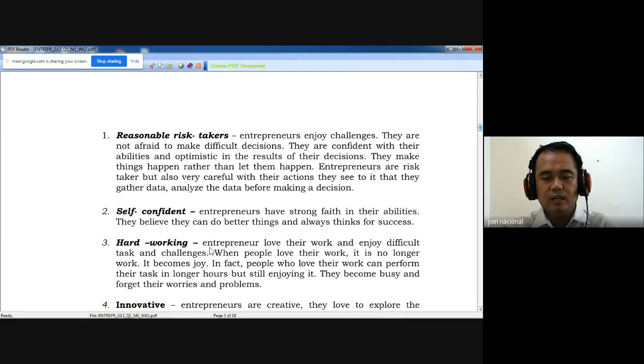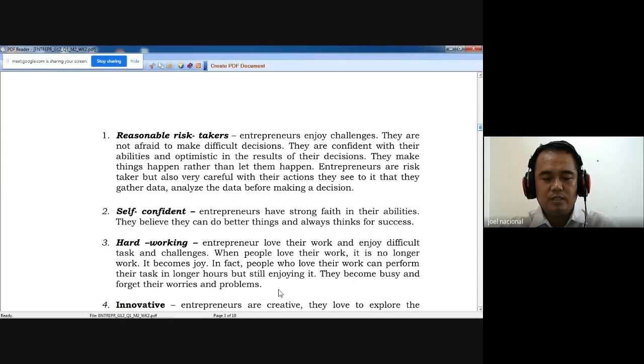Hardworking entrepreneurs love their work and enjoy difficult tasks and challenges. When people love their work, it is no longer work. It becomes joy. In fact, people who love their work can perform their tasks in longer hours but still enjoy it. They become busy and forget their worries and problems. So, hardworking but love to work. Okay, it is a work, but you are considering it as something that will make you happy or joyful.